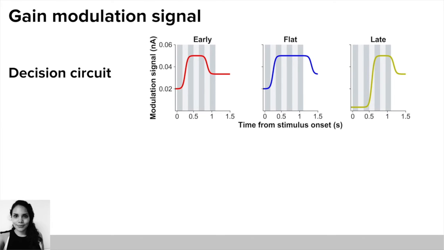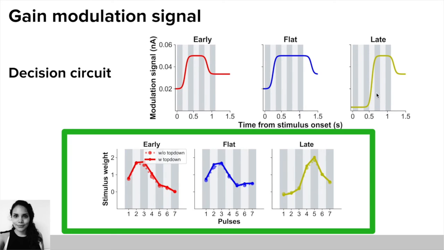In more detail, we use the experimental finding of the mean time to fixate to set the initial value of the modulation signal, where higher values mean higher initial engagement, and lower values mean lower initial engagement. And the length of the modulation signal reflects the stimulus statistics. This gave us a psychophysical kernel that is very similar to the experimental data, especially for the late condition. However, we are missing some primacy for the early and the flat condition.